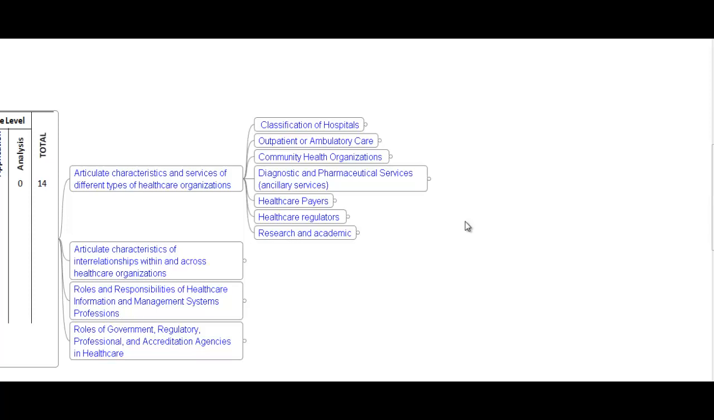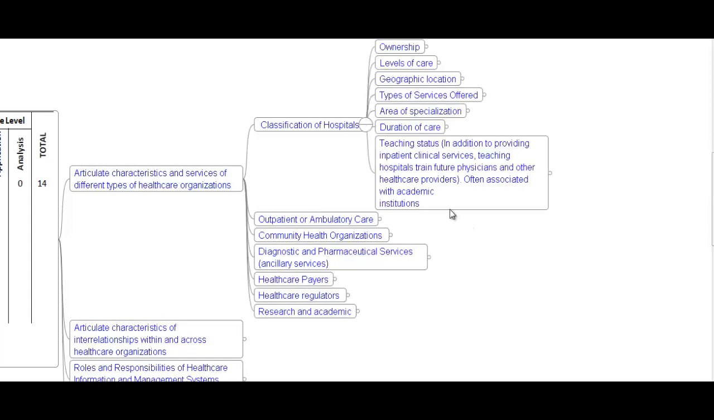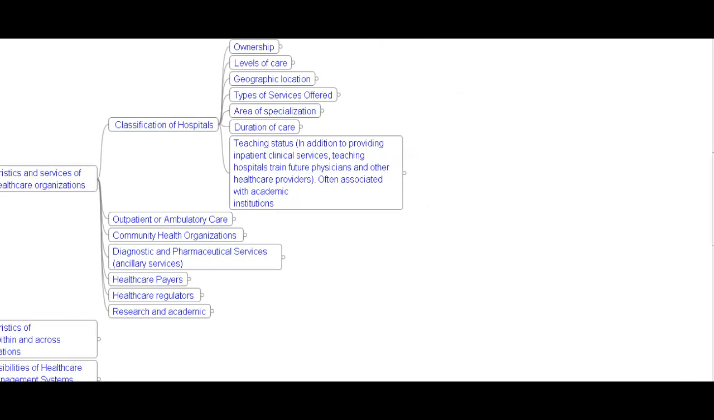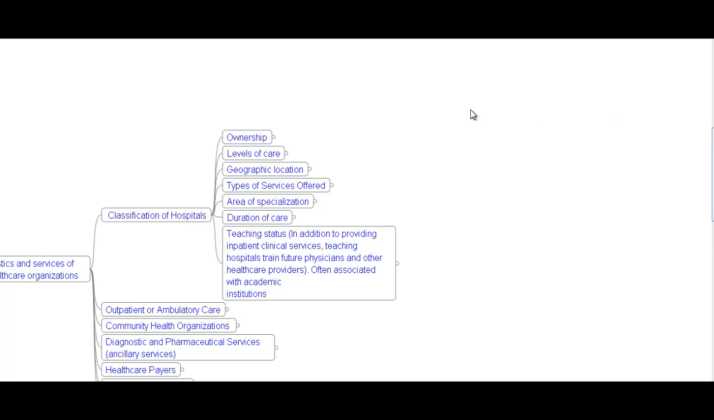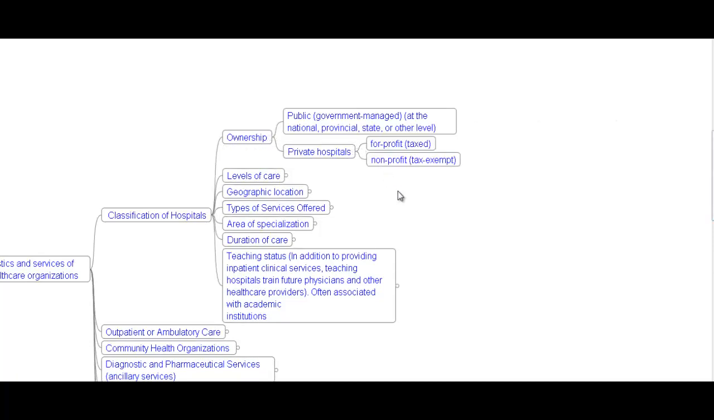Let's see how hospitals are classified. A hospital can be classified based on ownership. A hospital can be public or private. Public means government managed; it operates at the national, provincial, state or other level. A private hospital can be for-profit, taxable, or not-for-profit, tax exempt.